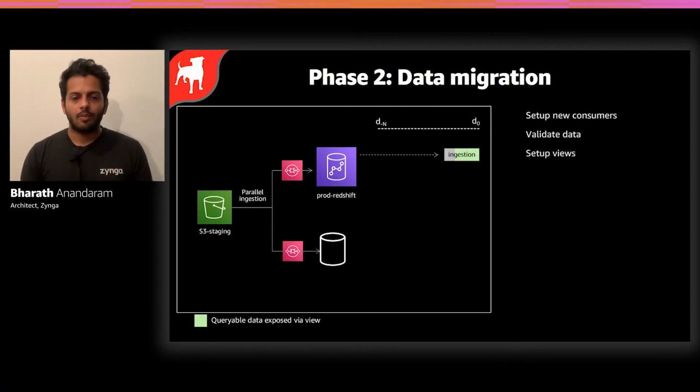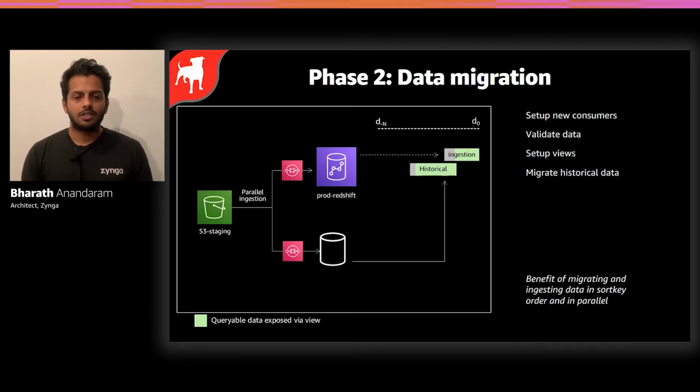Every stat or data point that we collect has a server timestamp attached to it. This helped us establish a high water mark for the data to be migrated from our legacy databases. So we set up views that acted as an abstraction layer to expose the queryable data. The green area here indicates the queryable data through a view.